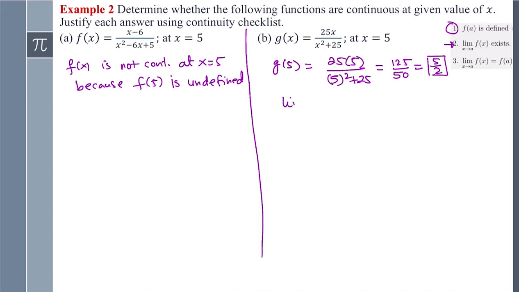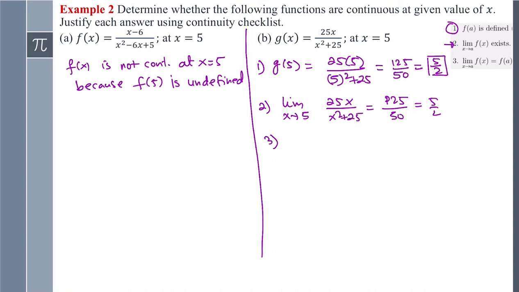The limit as x approaches 5 of 25x over x squared plus 25. Again, we can do direct substitution for the limit here because the denominator is not equal to 0. So we get 125 divided by 50, which is 5 over 2. So the limit exists. That's the first condition. This is the second condition.